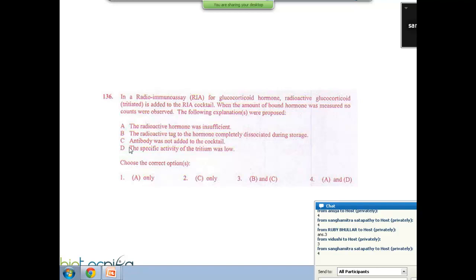And then B, the radioactive tag to the hormone completely disassociated during storage. It can happen. If your storage is not proper, if your buffer is not proper, this disassociation can happen. Because when you wash, if there is any trace amount of radioactive, it will light up. The signal will be there. That is the beauty of radioactive element. Only if there is no radioactive element, then there is the problem.